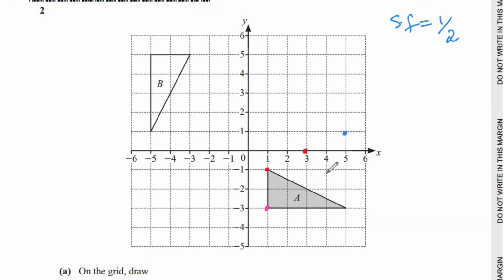Now for this point, it's going to be over here because the distance is 2 units over here, so half of it is 1. And for this point, that's 1, 2, 3, 4 vertically, so now it's going to be 2 vertically. So if we join the points, this is your enlargement by the scale factor of half with center 5, 1. And since the scale factor is positive, the enlarged image is on the same side as the original image.